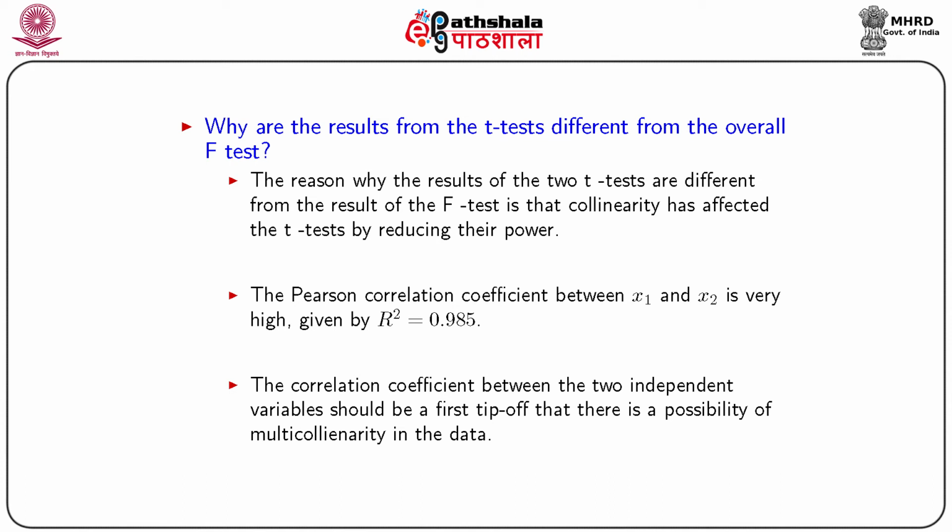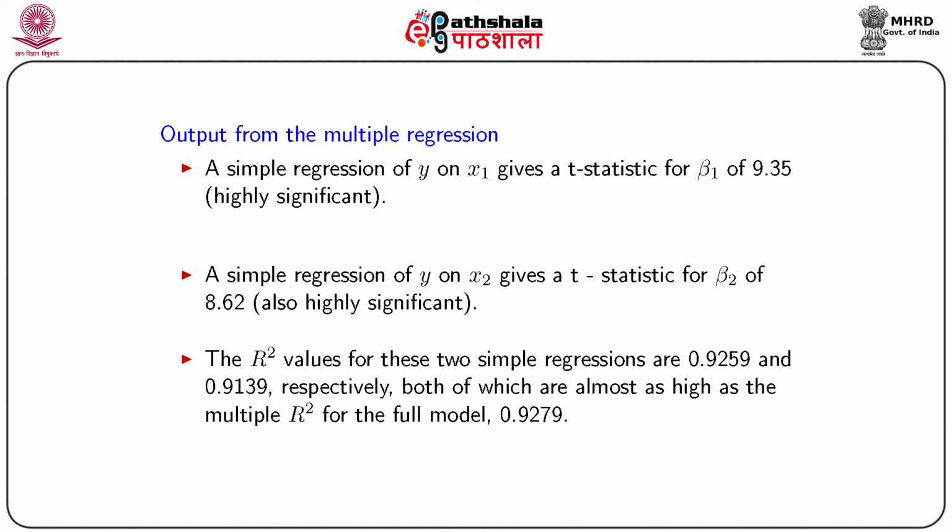The Pearson correlation coefficient between x1 and x2, which is 0.985, gives us a high collinear relationship between x1 and x2, and this is also the reason why there is a conflicting result from fitting the model using both the variables in the model. A simple regression of y on x1 gives the test statistic of 9.35, while a simple regression of y on x2 had given us a t-test statistic of 8.62, which is also highly significant.